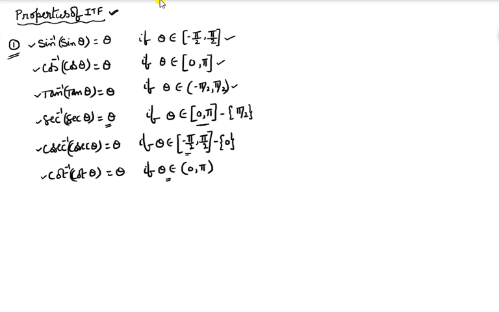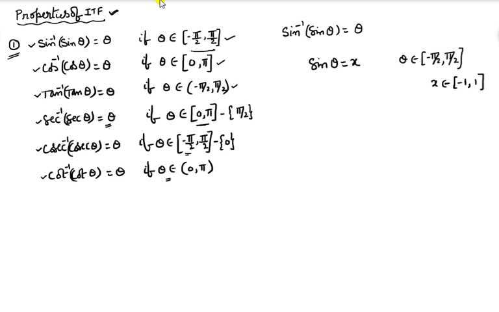See here, one particular idea I want to prove. Sin inverse of sin theta we are writing as theta. For that, I am assuming sin theta is equal to x. You can observe theta belongs to minus pi by 2 comma pi by 2. Whenever theta belongs to the closed interval minus pi by 2 comma pi by 2, definitely the value of x also belongs to the closed interval minus 1 comma 1.